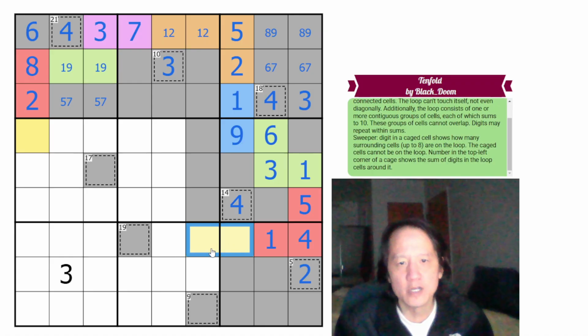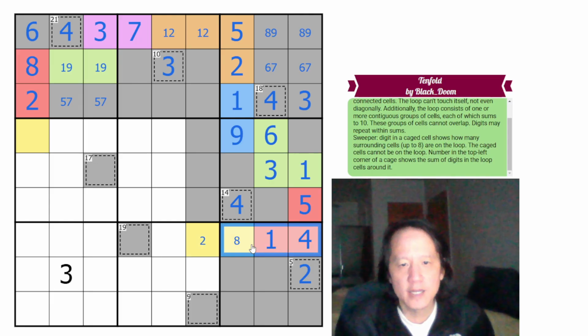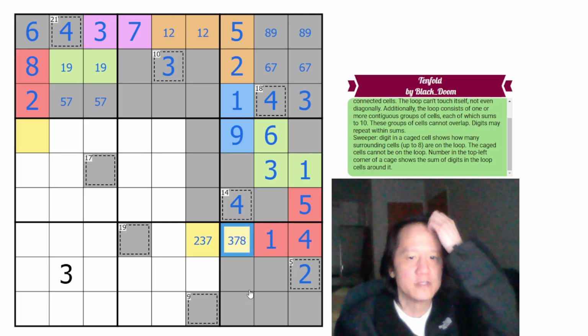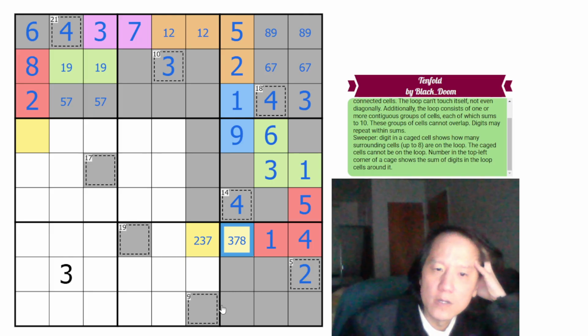This can't be 1 and 9. It could be 2 and 8. So this could be 2 and 8. It cannot be 4 and 6, but it could be 3 and 7. So this is 2, 8, or 3 and 7. Let's see. This either goes this way or this way.